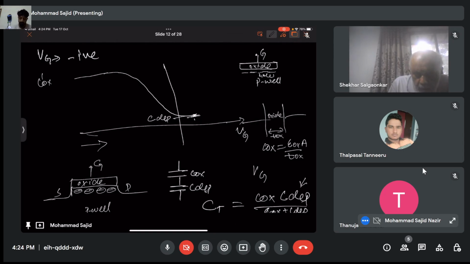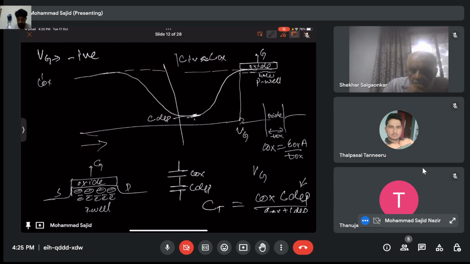What happens after that? The electrons come in the picture. You go on increasing the Vg, electrons start coming, and you have this inversion part. And then after a particular voltage, this becomes again constant, and please remember that these are almost equal. C inversion is equal to C ox.